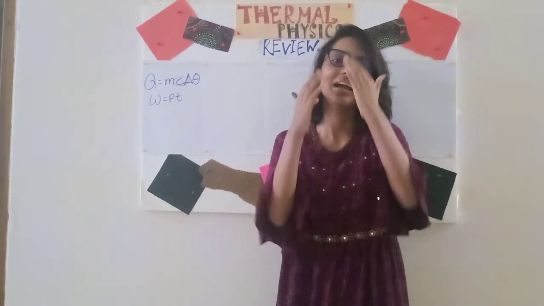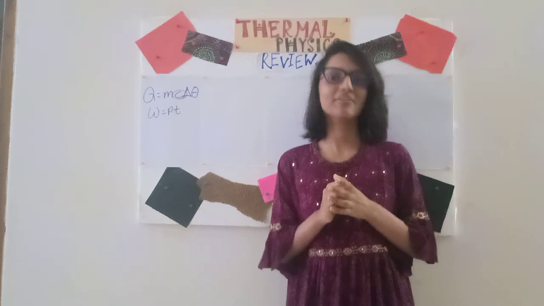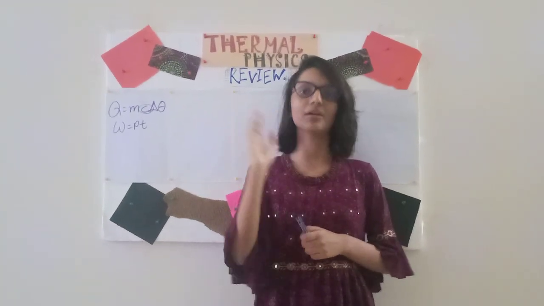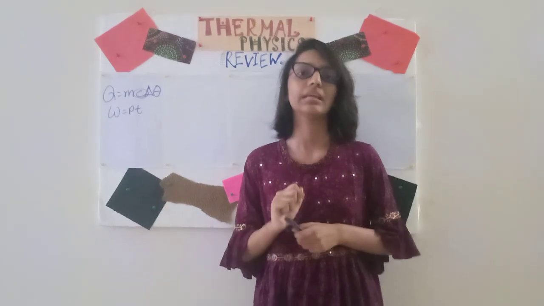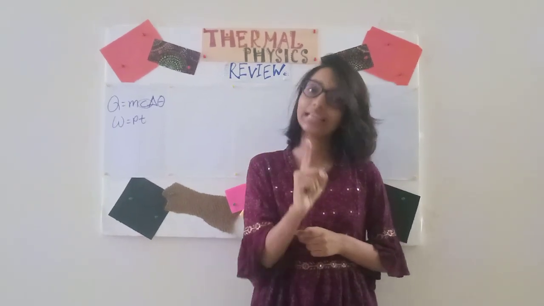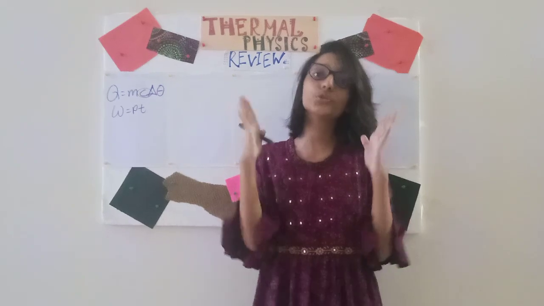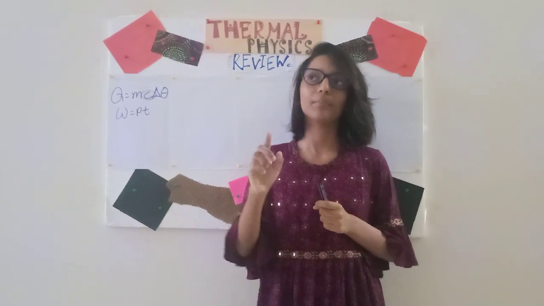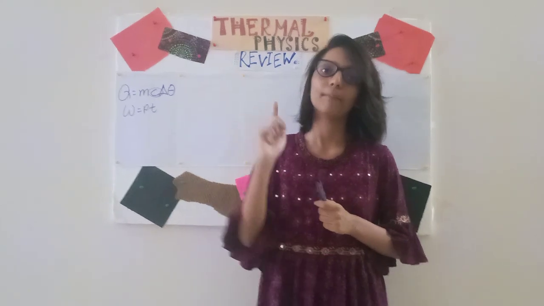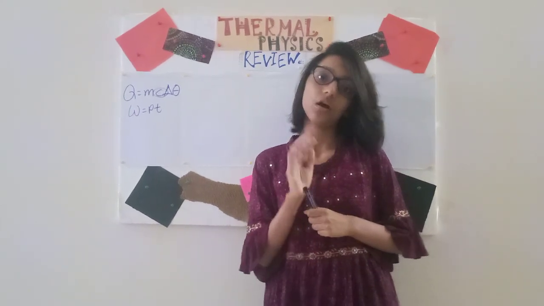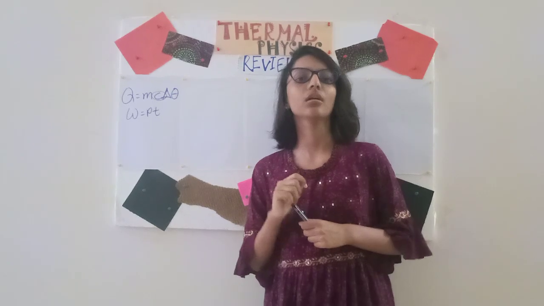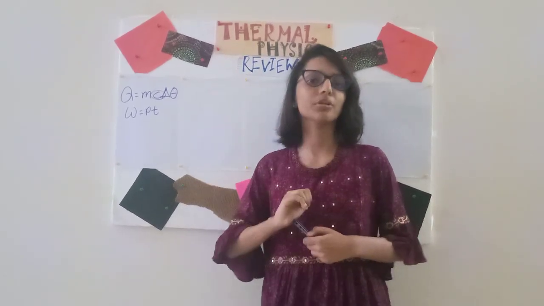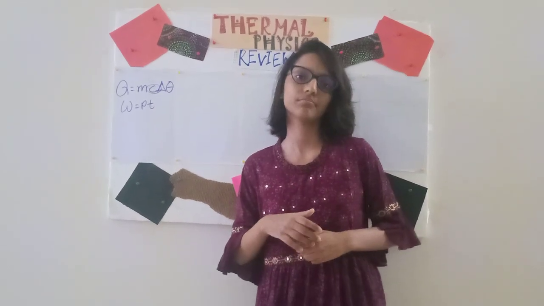So the specific heat capacity of water is 4200 joules per kg per Kelvin. Now what does it mean? It means 1 kg of water needs 4200 joules of energy to raise its temperature by only 1 degree Celsius. Or 1 kg of water needs to lose 4200 joules of energy to decrease its temperature by only 1 degree Celsius.